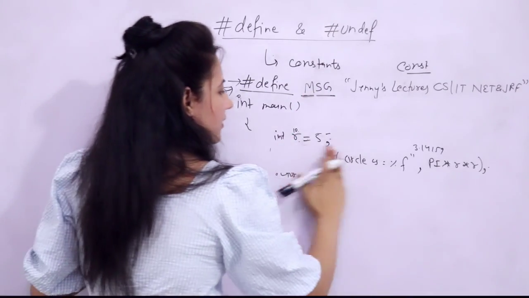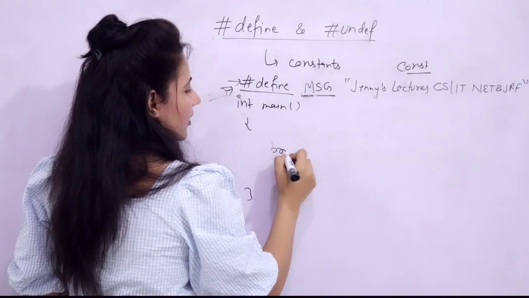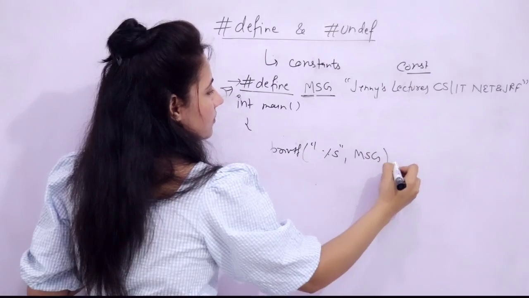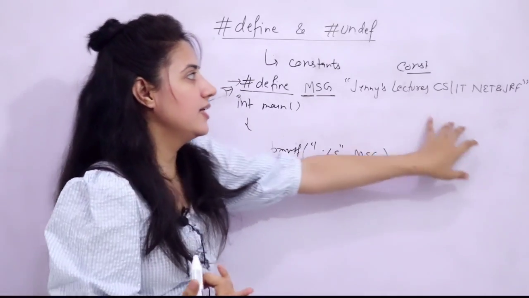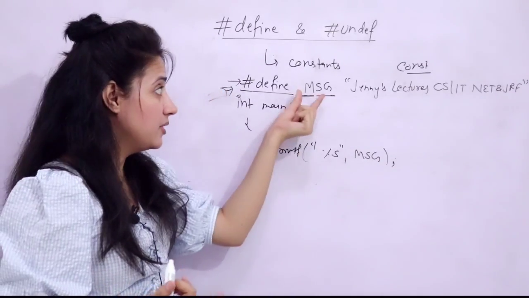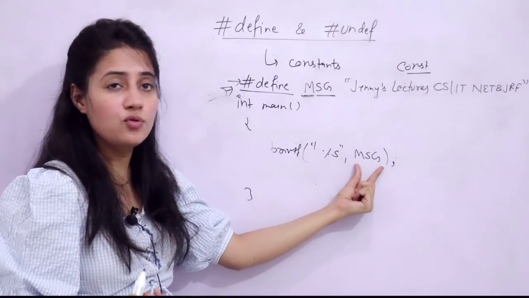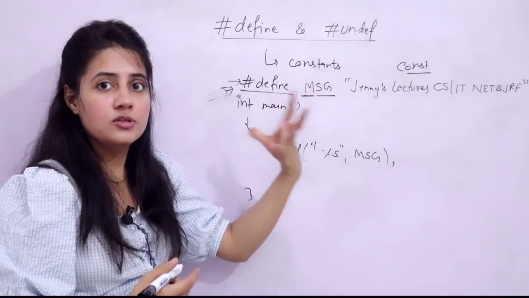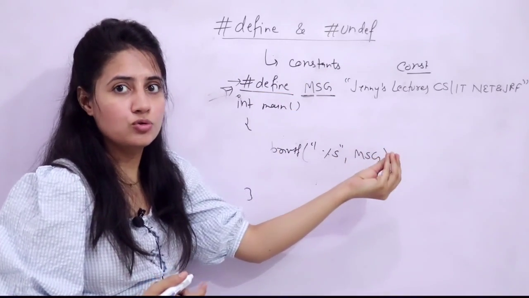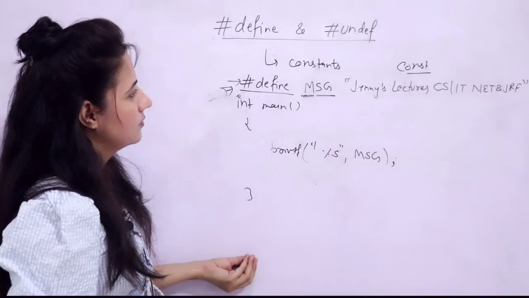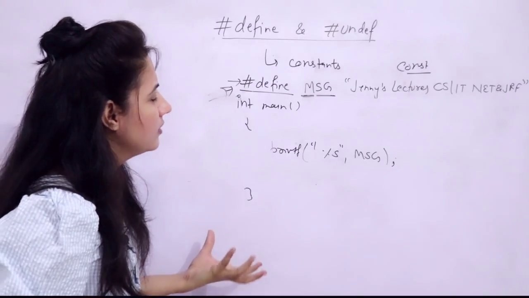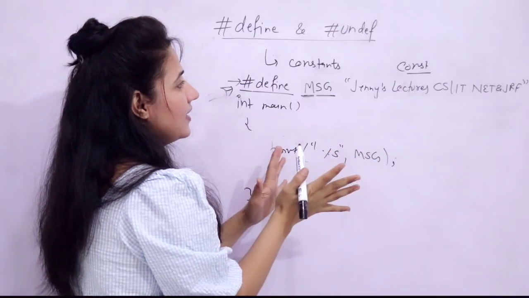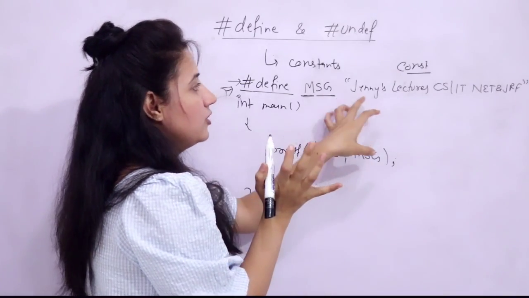So simply how can you print this? You can write printf %s and MSG. That's it. It will print Jenny's lectures, CSIT net and JRF. Whenever we use this MSG in a program, that would be replaced with this character sequence. So this can be a constant integer value or a string value also. Fine. So this is how you can use hash define to define a variable or these types of messages or constants.